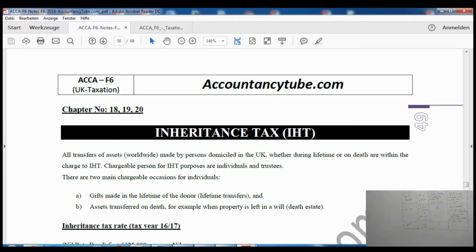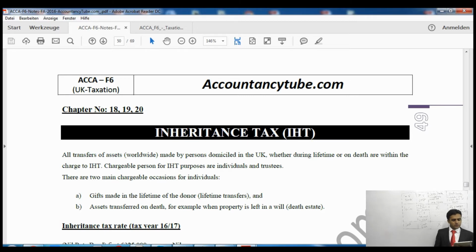So, as you can see on your screen, inheritance tax. All transfers of assets worldwide made by persons domiciled in the UK, whether during lifetime or on death, are within the charge to IHT, which is inheritance tax. Chargeable persons for inheritance tax purposes are individuals and trustees. There are two main chargeable occasions for individuals. Chargeable occasions means time of transfer. As I said on the board, there are two times of transfer: one is lifetime transfer and another one is death transfer.